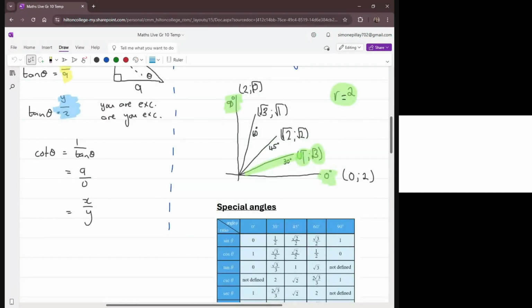Okay, guys, what I want you to see is this is just a shorter way to do special angles. You don't have to memorize your special angles. Let me actually check in with you guys first. Do we know what special angles are? Do we know what we mean when we talk about special angles?